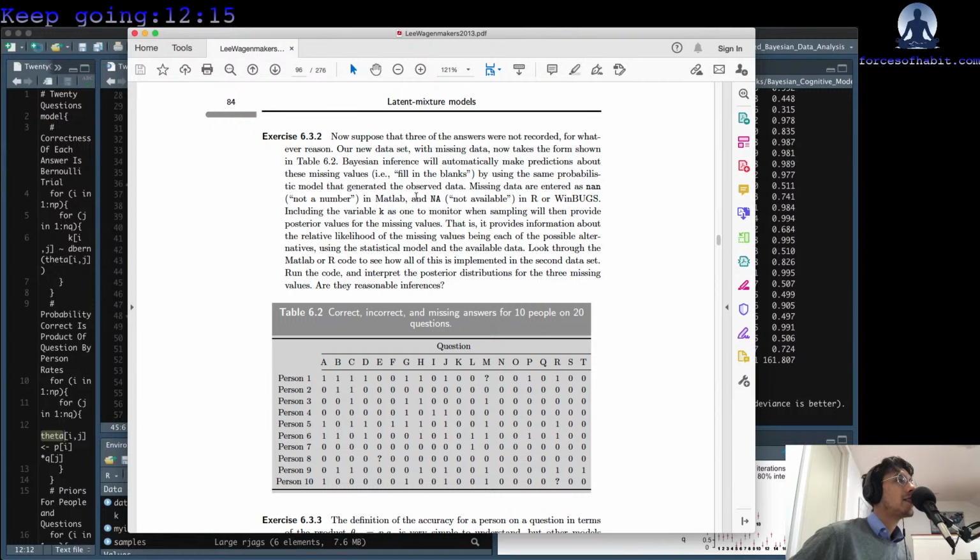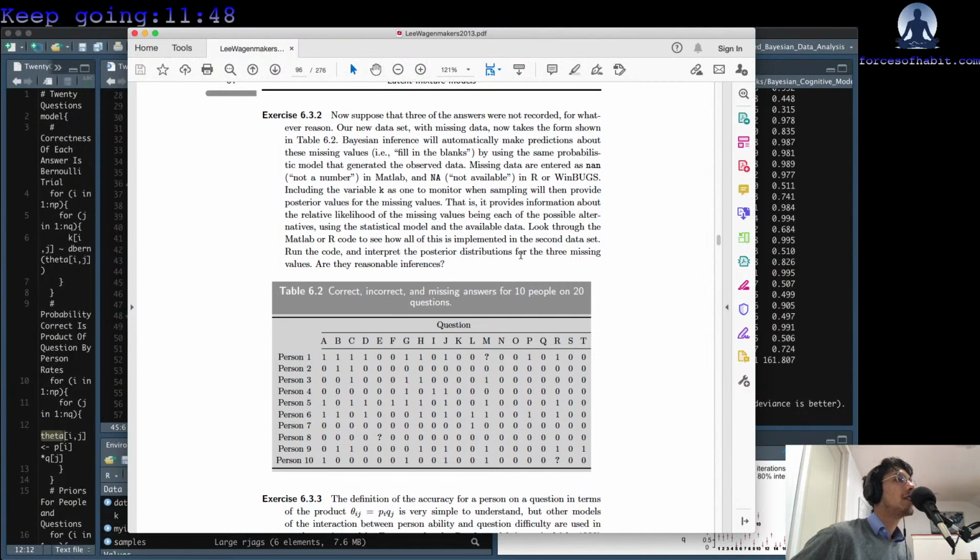So NA in our case, including the variable k as one to monitor when sampling, will then provide posterior distribution for missing values. That is, it provides information about the relative likelihood of the missing value for each of the possible alternatives using the statistical model and the available data.